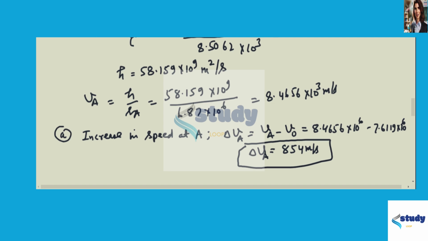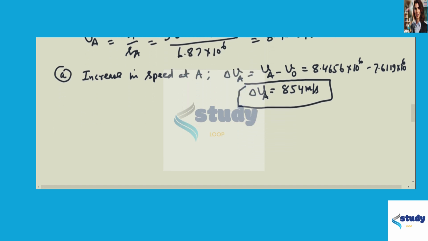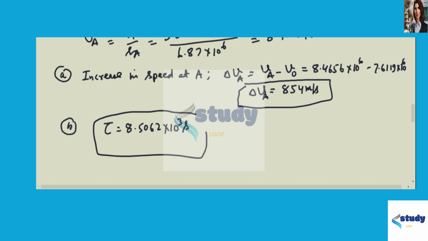The periodic time of the elliptic orbit we have already calculated, 8.5062 into 10 to the power 3 seconds. That's all for it.